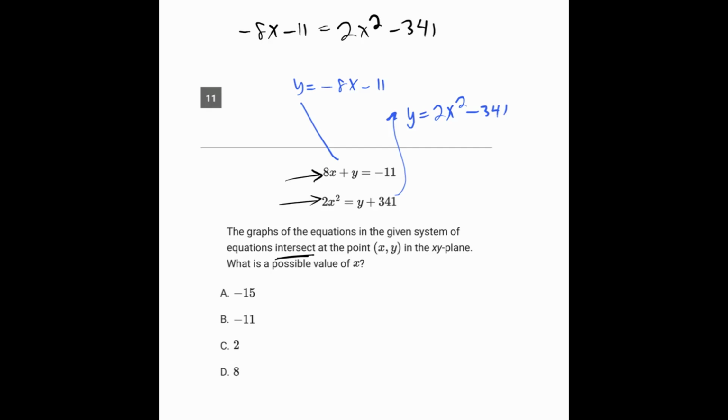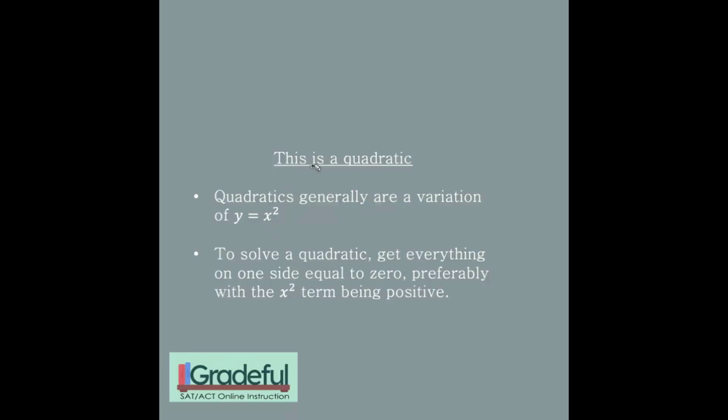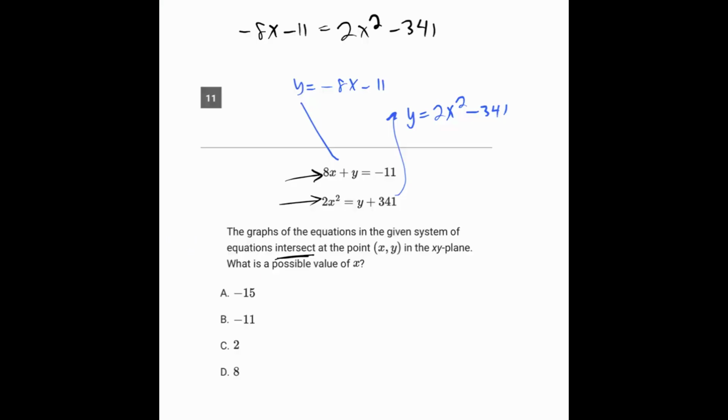And now we can remind ourselves that this is a quadratic, and quadratics are situations where, first of all, they have some variation of y equals x squared, but when you have them equal to 0, or something that can be set equal to 0, that's what you want to do. You want to get everything on one side equal to 0 with the x squared term being positive. And so for us, that'll mean adding 8x to both sides and adding 11 to both sides.